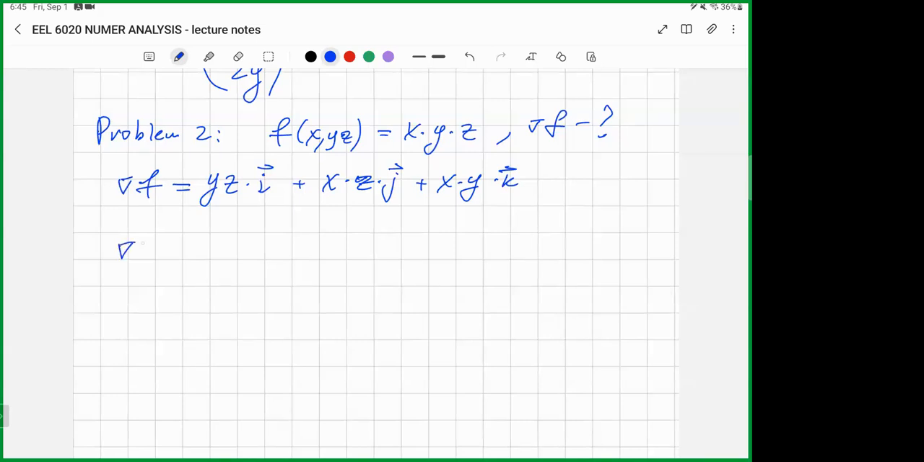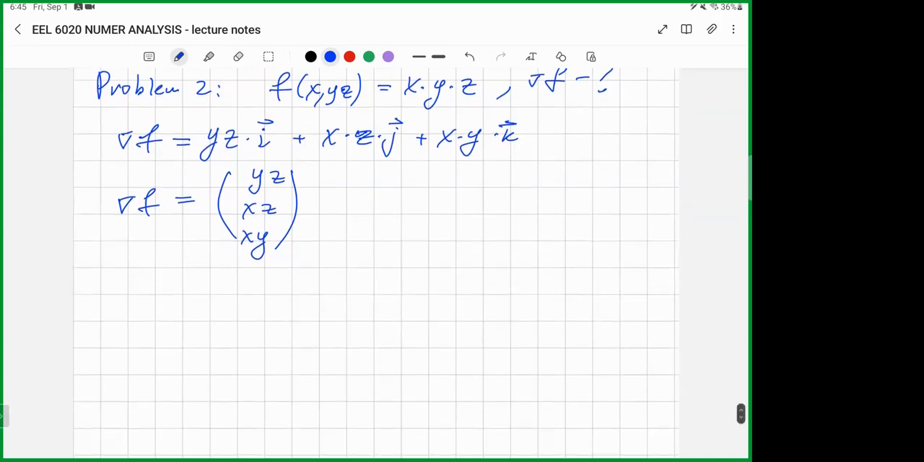And again, in the column representation, it's given by yz, xz, xy. Okay, so these are two ways of representing the same vector, and this is the answer. As you can see, it's very easy to get. So the third problem, number 3.